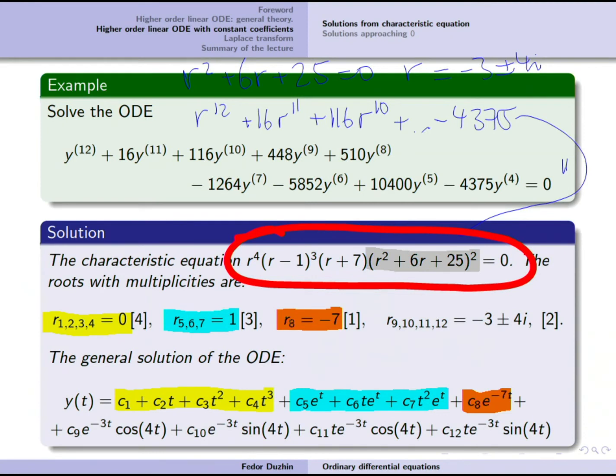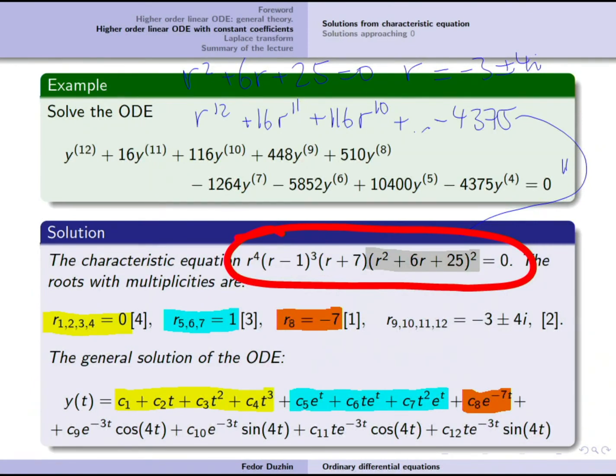So we have 2 roots, and each has multiplicity 2, which means that if they had multiplicity 1, they would produce 2 linearly independent solutions, but multiplicity 2 means that they have to produce 4 linearly independent solutions.